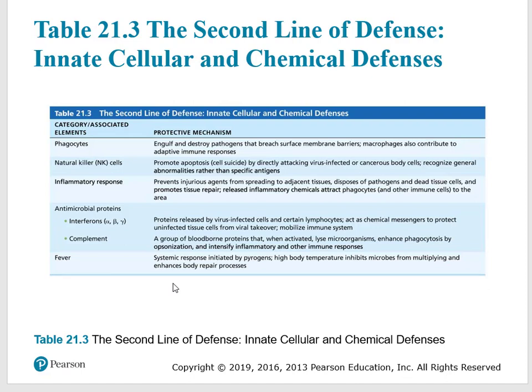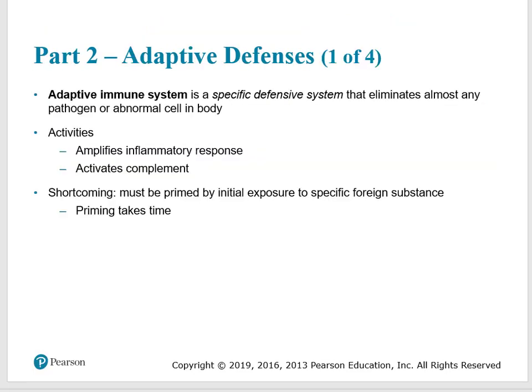So that basically is important. That is the reason why fever is important. Now, I'm not talking about very high fever where you start denaturing your own protein. I'm talking about mild to moderate fever where you can actually decrease the multiplication of the pathogens in our body. So those are the second line defense that we talked about. Now we're moving on to the third line defense, which is the adaptive immune system. The adaptive immune system is a very specific immune system against a specific pathogen.